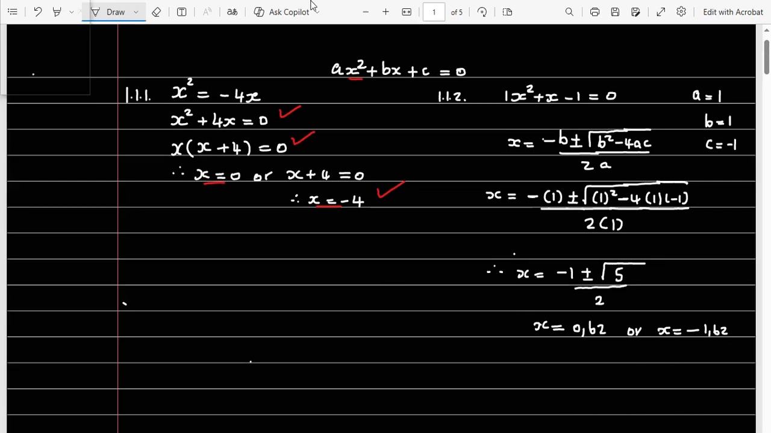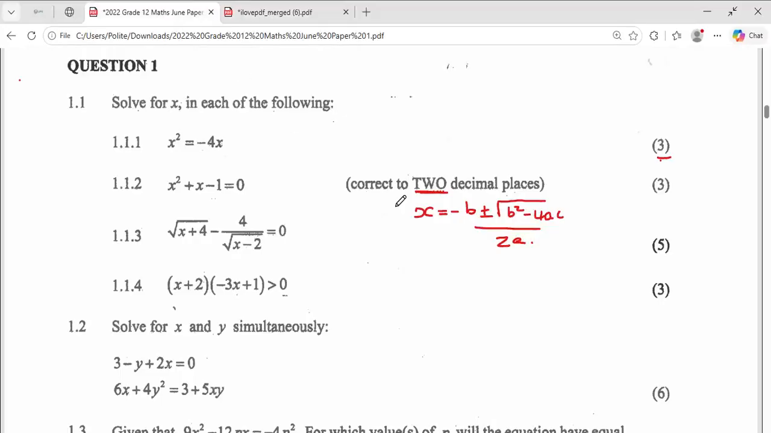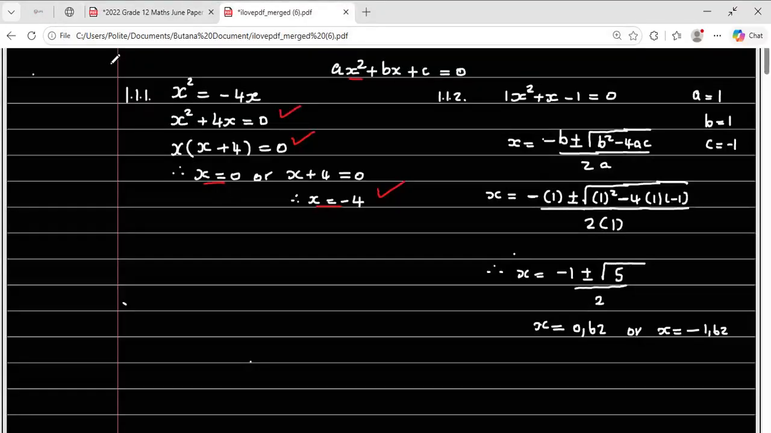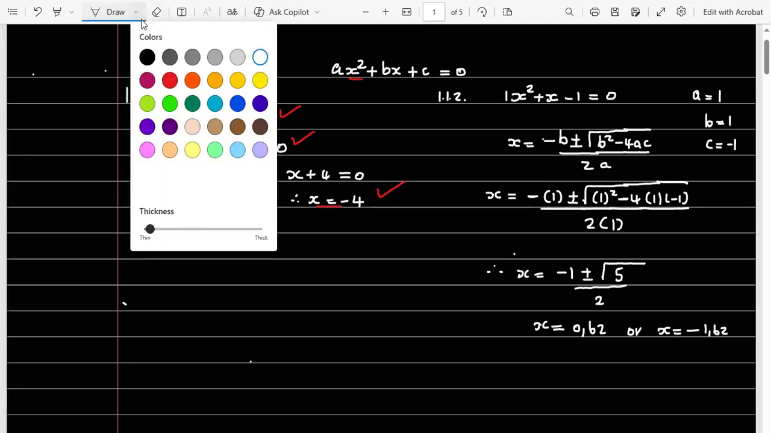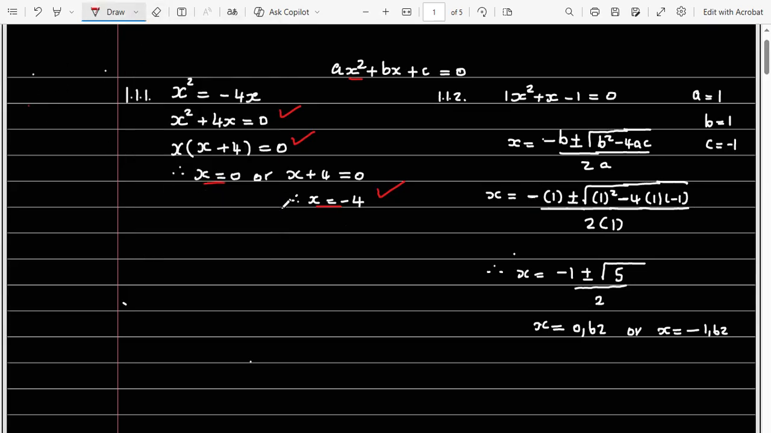If you look at the mark allocation, because this is 3 marks, let me explain something. Remember, sometimes we are not struggling with this thing. The issue is that we don't follow all the protocols. So make sure that all protocols are observed when you solve those questions.